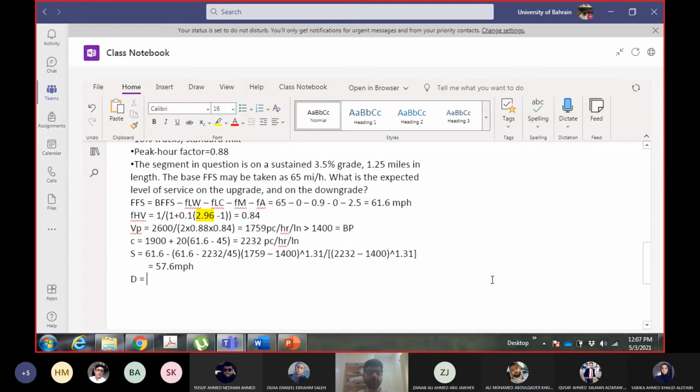Okay, now you can calculate density. Density is flow rate upon speed. Flow rate is 1759 divided by speed, which is 57.6. See, now I'm not using free flow speed here. Okay, give me the density. 30.5.